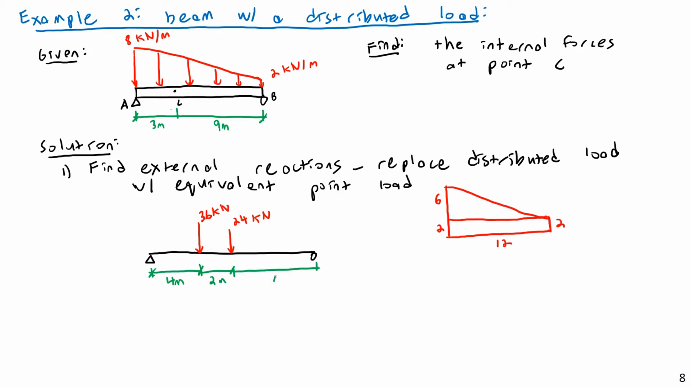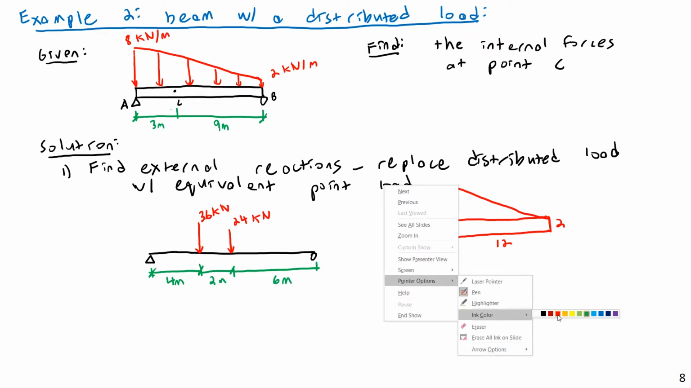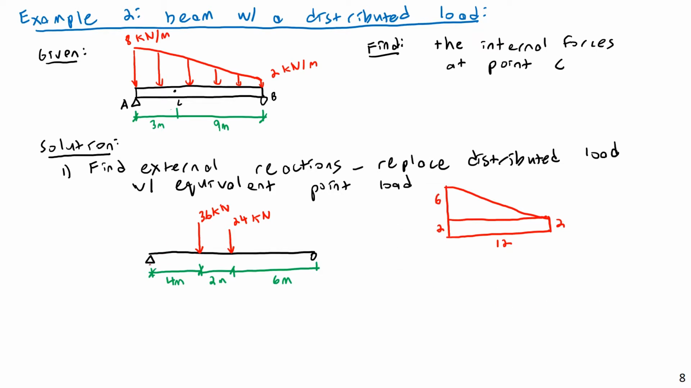And again, we're doing this just for the sake of finding the external reactions. If you're doing load functions, you can't necessarily use that equivalent point load method, at least past the stage of just finding the reaction forces. So then we're going to have an AY, an AX, and then a BY here.